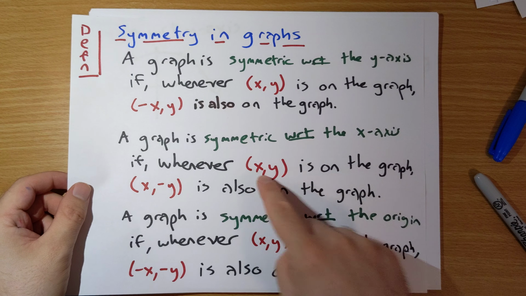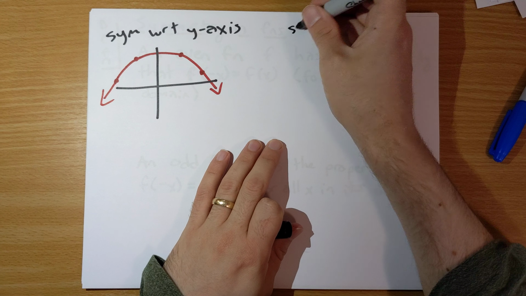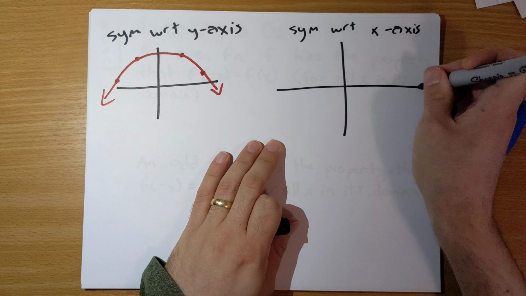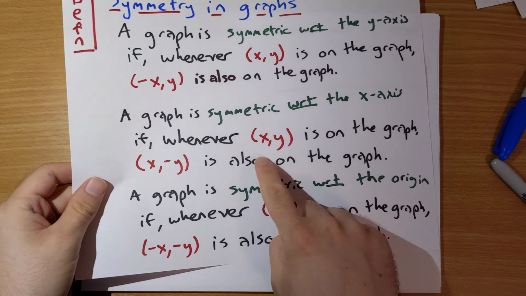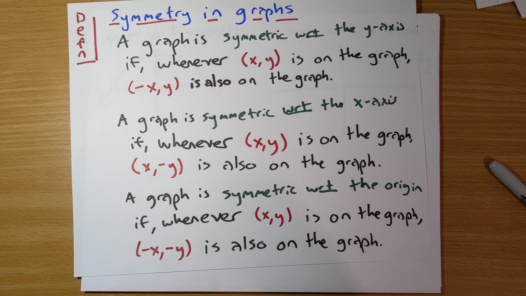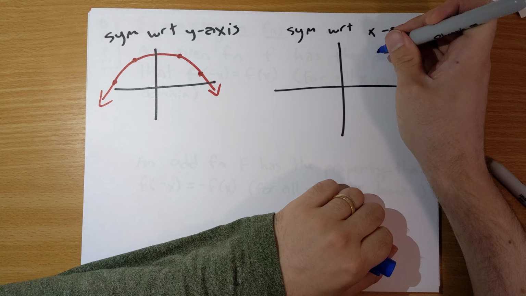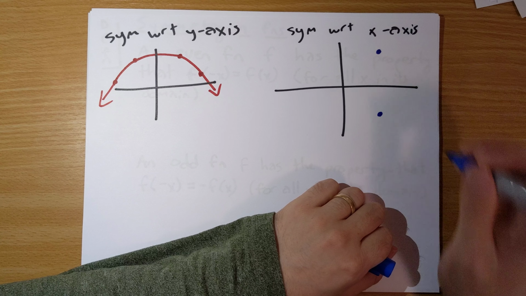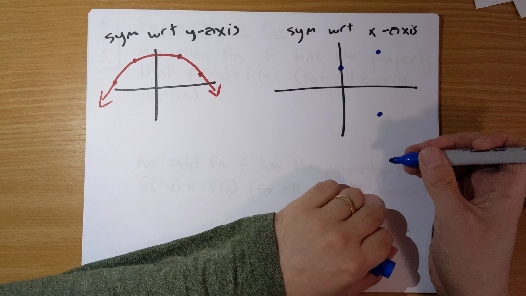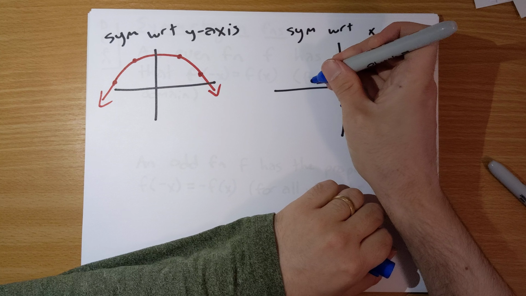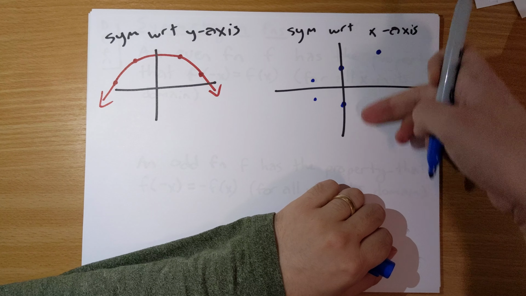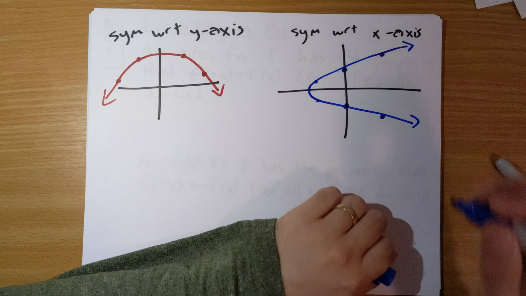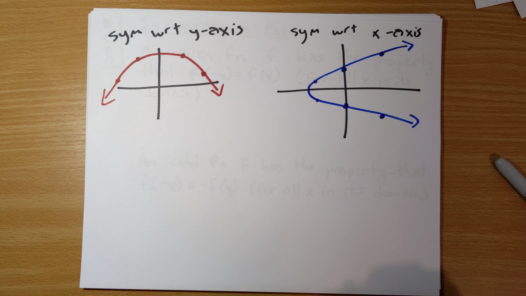And a graph is symmetric with respect to the x-axis. Let's do this one. Whenever (x, y) is on the graph, (x, -y) is also on the graph. So if we have this point here, we also need to draw (x, -y). We're reflecting things over the x-axis. So this graph would be symmetric with respect to the x-axis.